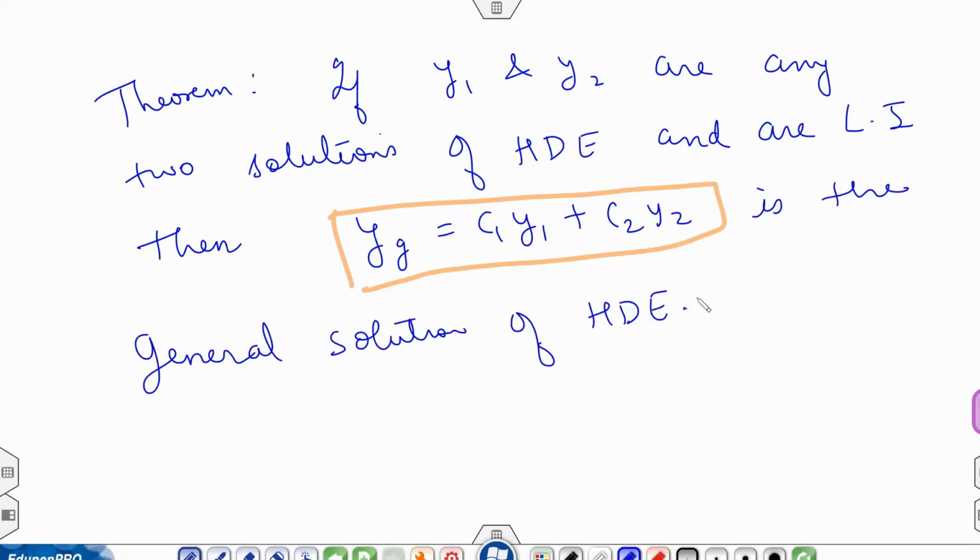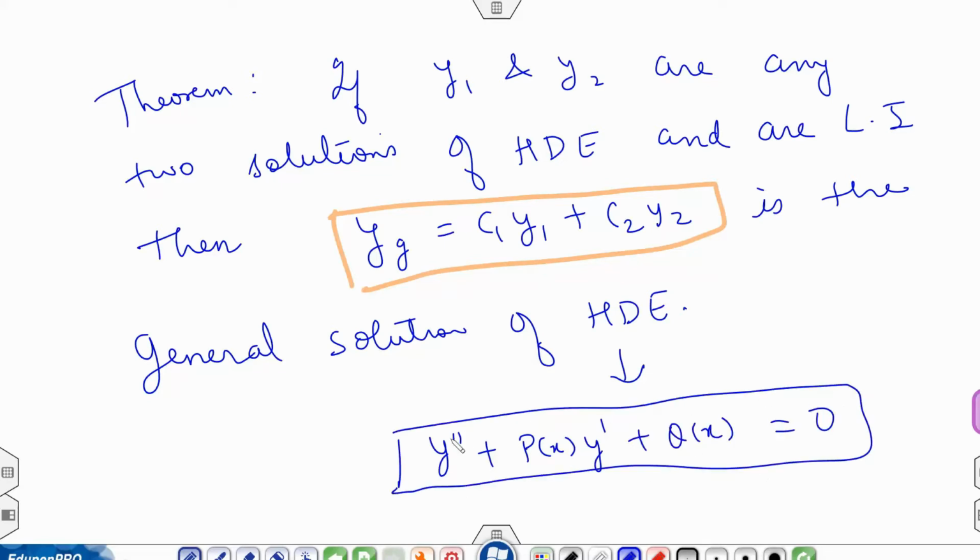What is the homogeneous? I'll just write down the form. What is the homogeneous differential equation? This is y double dash plus p(x) y dash plus q(x) y is equal to 0. So I am talking about the second order linear differential equation. So you can see that I am saying that y1 and y2 are two linearly independent solutions.